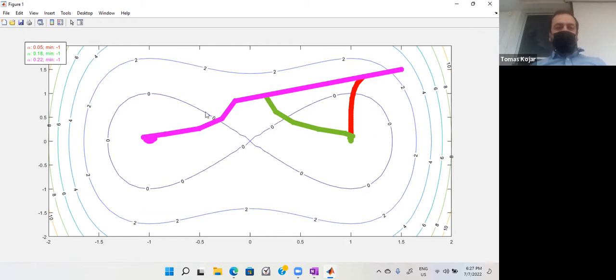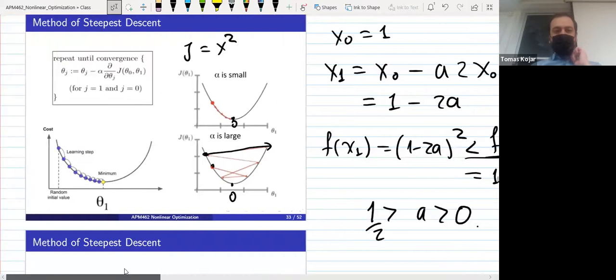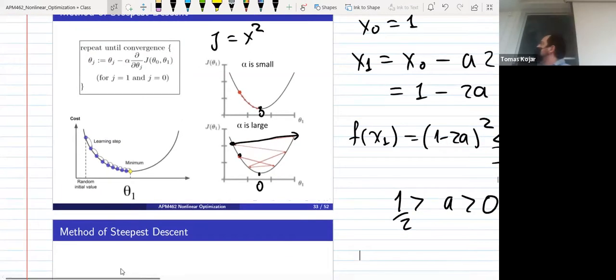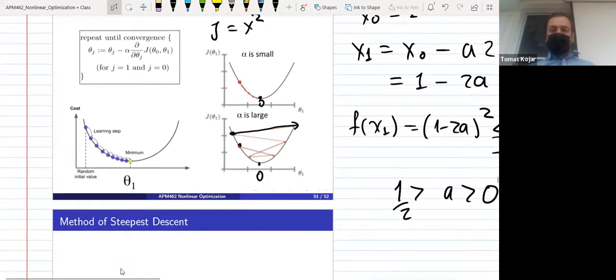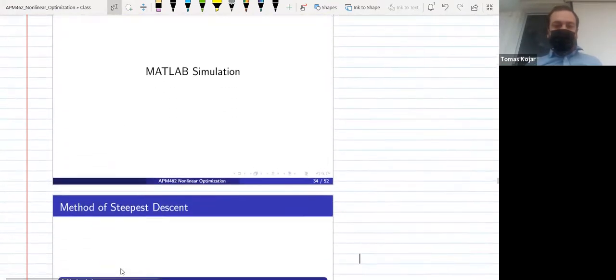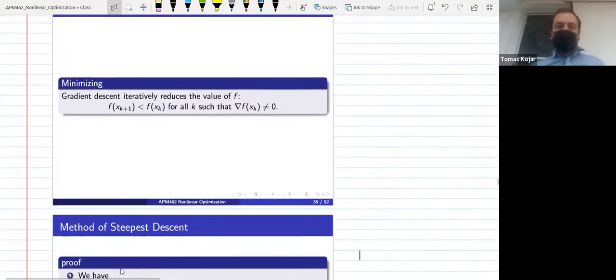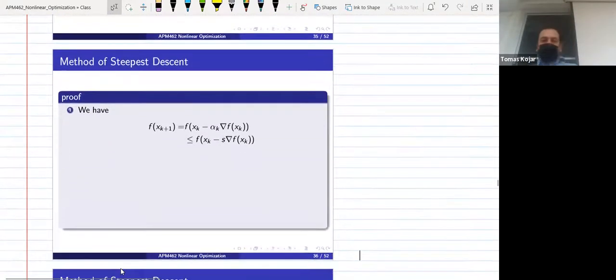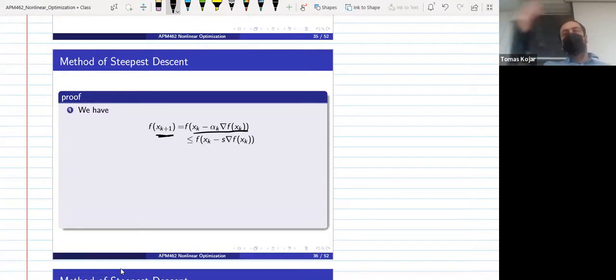I'll give you that code after on the website to play around with. That's the main idea. The hard part is picking alpha, and I'm going to prove convergence theorems based on alpha. So let's do that. Again, gradient descent is very simple. The k plus 1 step is equal to xk, plus the direction of decrease.